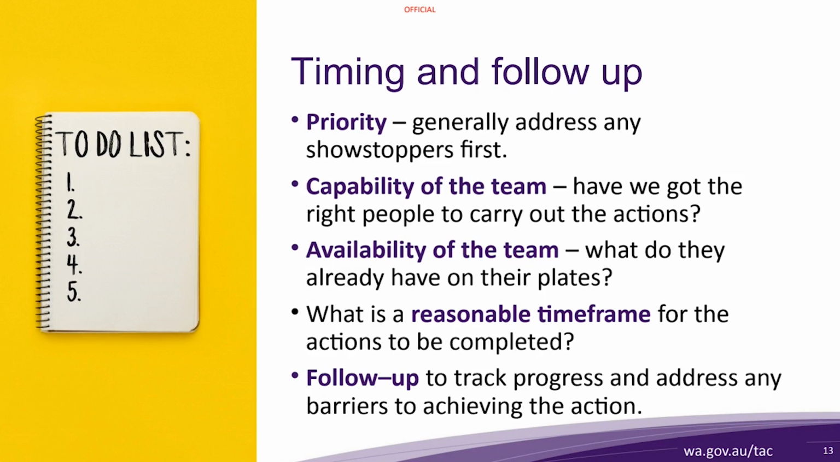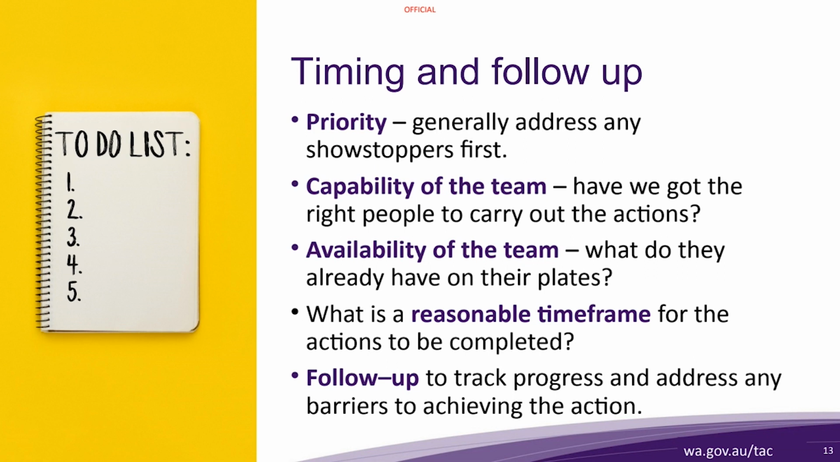Now, when we're thinking about our to-do list, our action plan, it's important to think about a few other things in finalising that. So priorities are the first thing, address any showstoppers first. And then the next 2 dot points on this slide are really important in determining what you actually need to address the non-compliance or the opportunity for improvement.